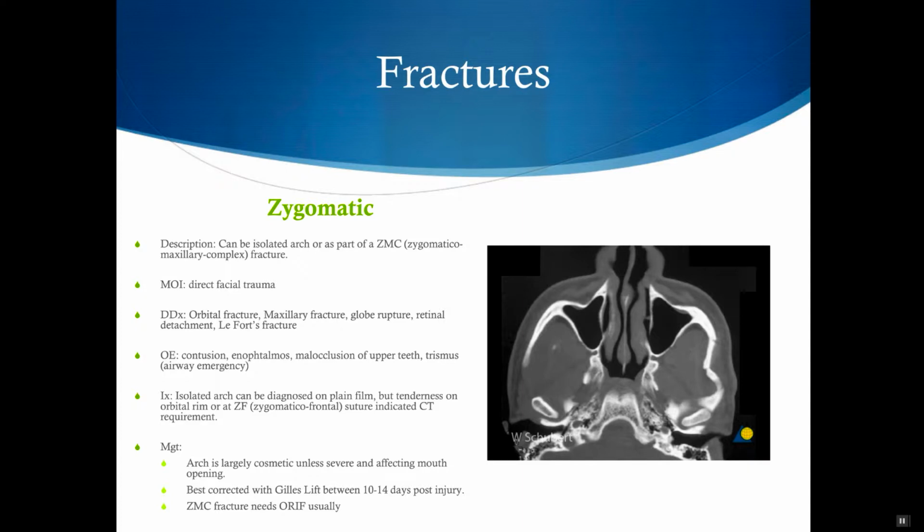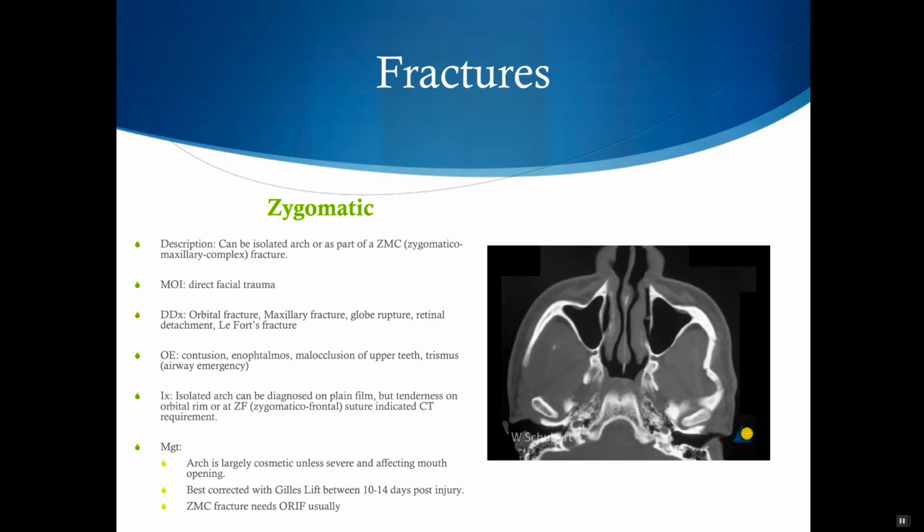Same with the maxillary fracture. You have a globe rupture, which may be somewhat similar, retinal detachment, and Le Fort fracture. On examination, you want to look for that swelling. They're going to have asymmetry when you look at their face, specifically at the zygomatic arch, so it's going to protrude on the affected side. You want to look for enophthalmos. You want to take a look to see if there's any kind of malocclusion of upper teeth, which might give you a hint, or trismus, that there may be an associated mandibular or alveolar injury.